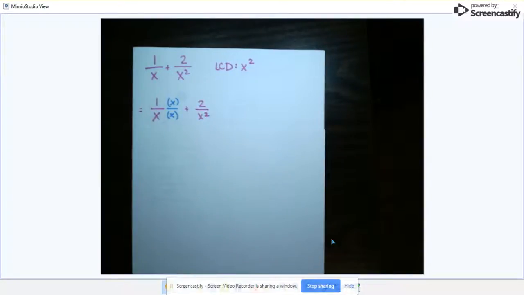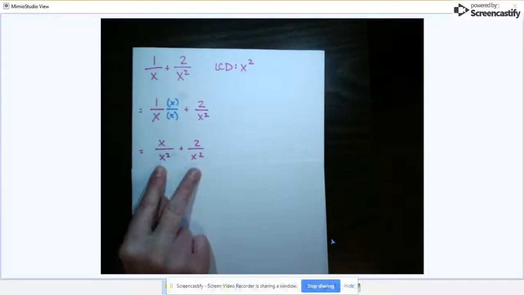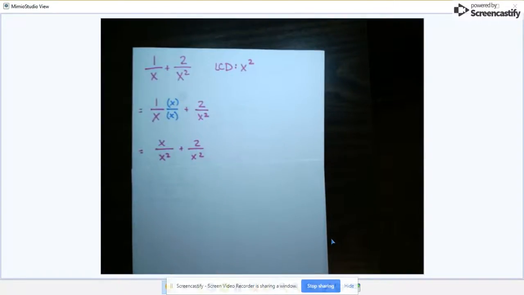It's similar to how 3/6 is the same as 1/2. So we're just writing it in a different way. So I go ahead and multiply. 1 times x gives me x times x is x squared. Now these have the same denominator, so I can add across the top to get x plus 2 over x squared.